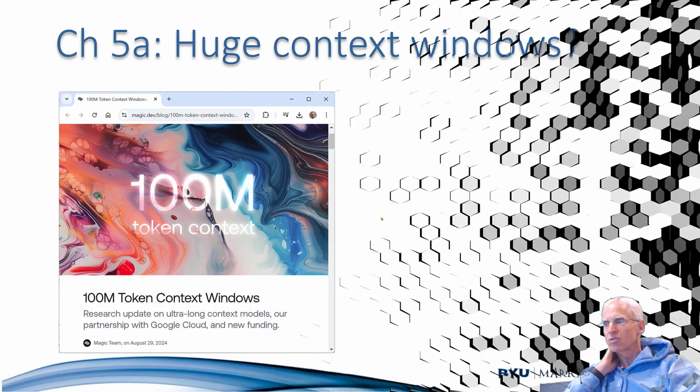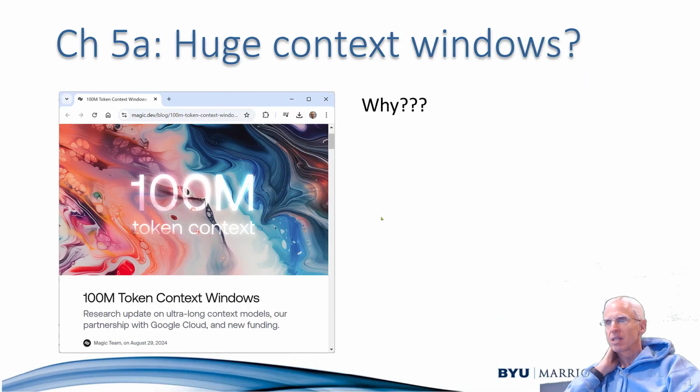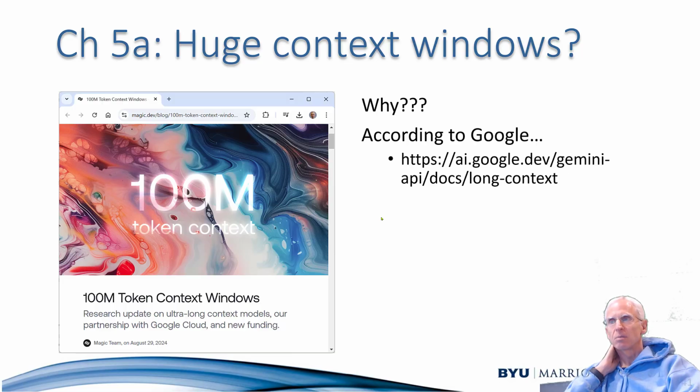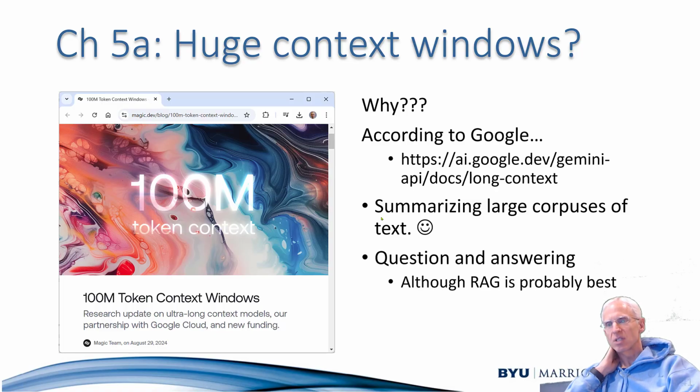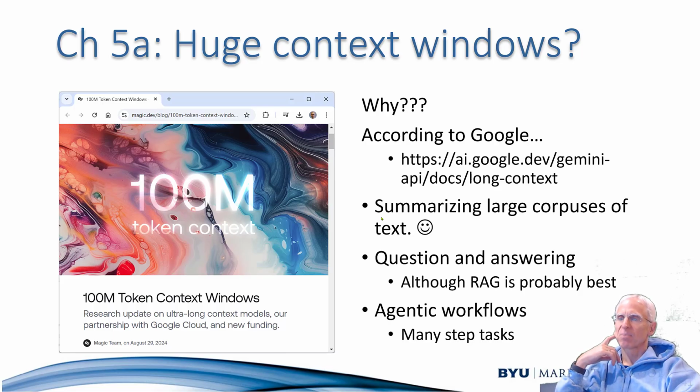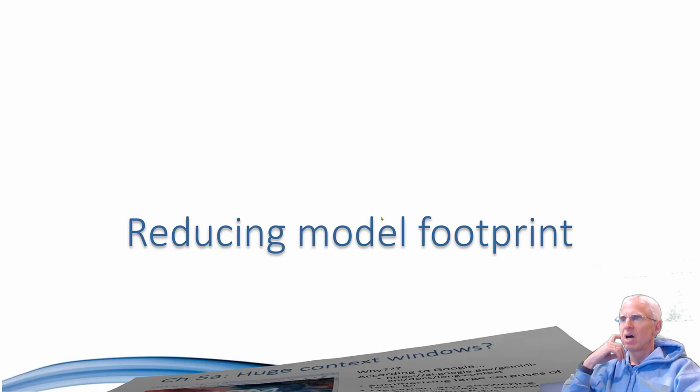Actually, this thing here is from this company Magic. I think they kind of died here. I'm going to skip this. Huge context windows, summarizing large corpuses. Okay, questions and answers. From the chapter supplement, you'll see I'm a little bit pessimistic about the use of massive context windows. Sometimes I think if we're using that much context, we're probably sloppy in our context engineering. All right, onward we go.